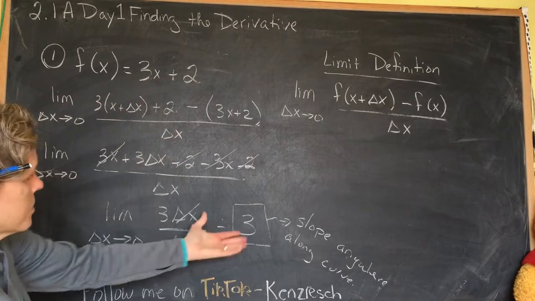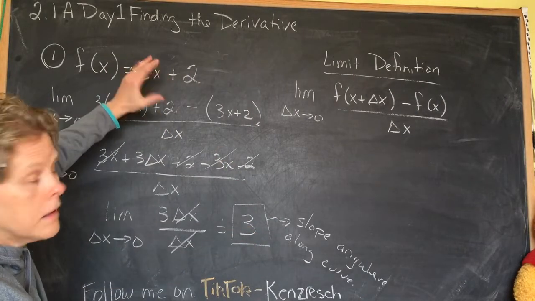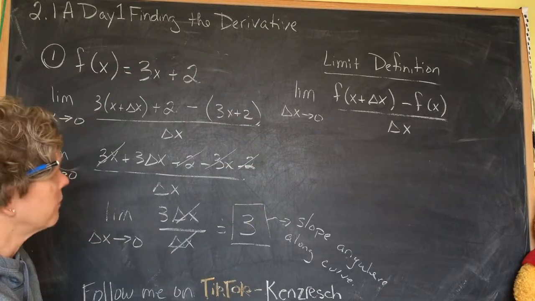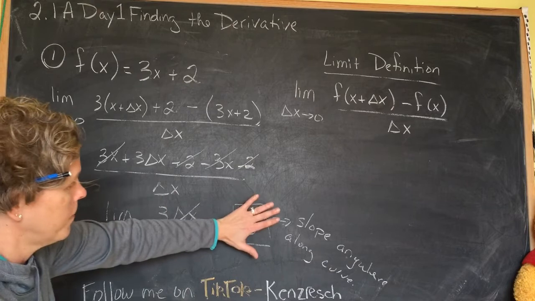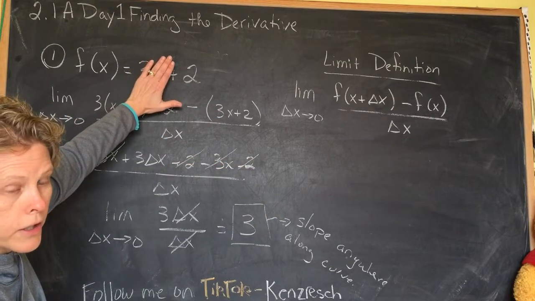We did all this work just to really say the slope is 3, which we already knew because it's a line. Okay, so that's kind of our intro one. We're going to do another one with a curve so you can see that difference. All right, slope anywhere along the curve. There's no x in it because the slope is the same everywhere along the curve.